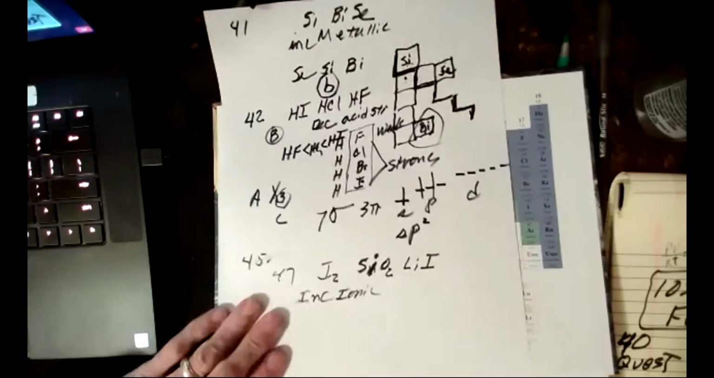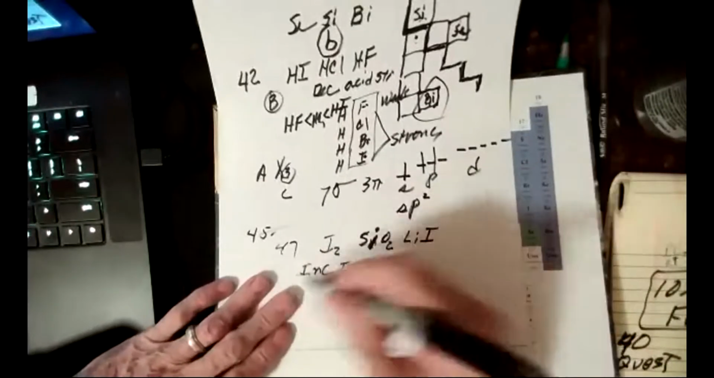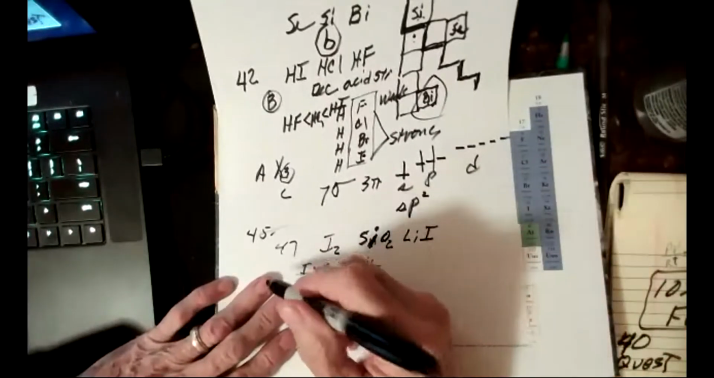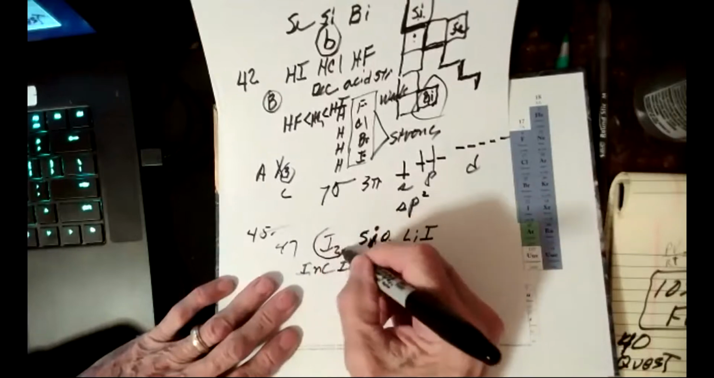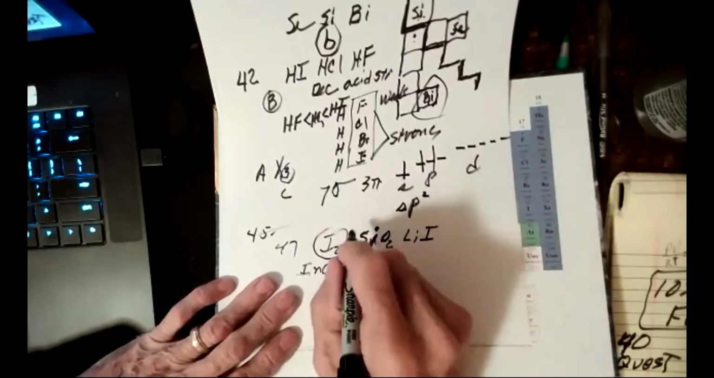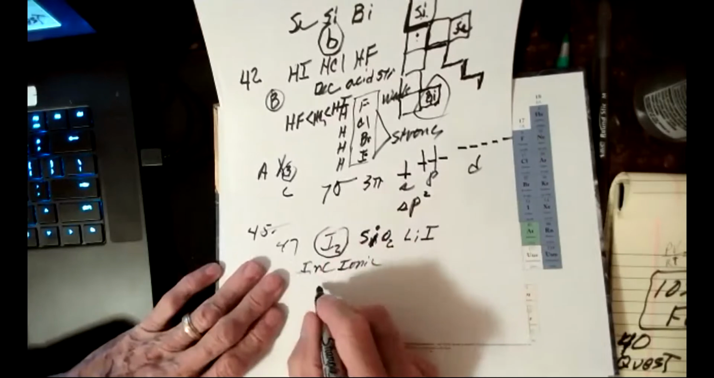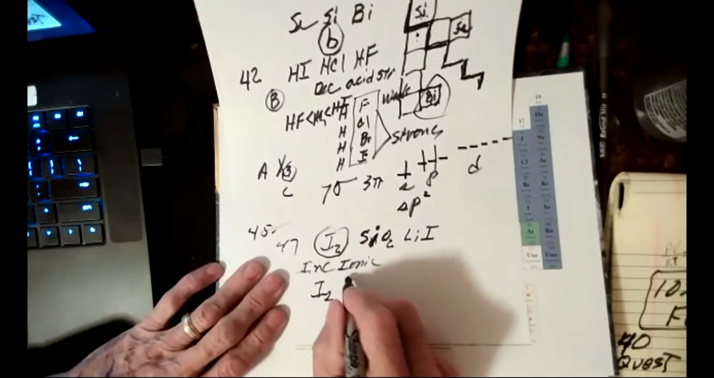All right. Now, ionic character. Well, to have ions, you have to have ionic compounds. You have to have a metal with a non-metal. I've got one of my answers already. Increasing ionic character means I2 has to be the first one over here.